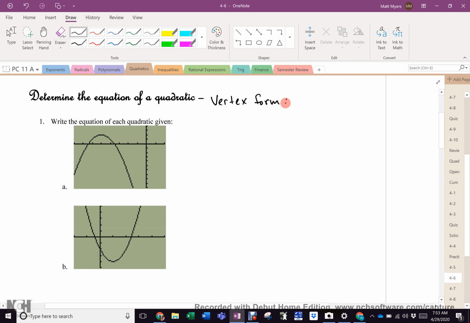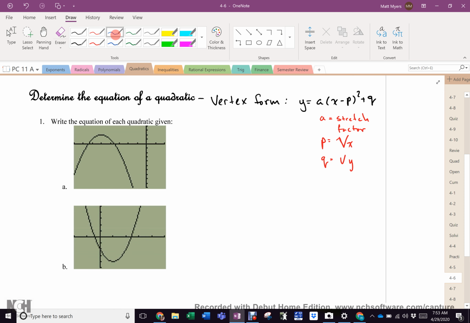And we remember vertex form is y equals a x minus p squared plus q. And we remember a is the stretch factor, for lack of a better word. P is the vertex x, and Q is the vertex y.